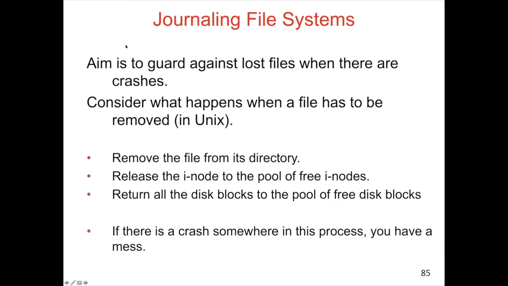In journaling file systems, the aim is to guard against lost files when there are crashes. Consider what happens when a file has to be removed in Unix. Remove the file from its directory. Release the inode to the pool of free inodes. Return all the disk blocks to the pool of free disk blocks. If there is a crash somewhere in the process, you have a mess.